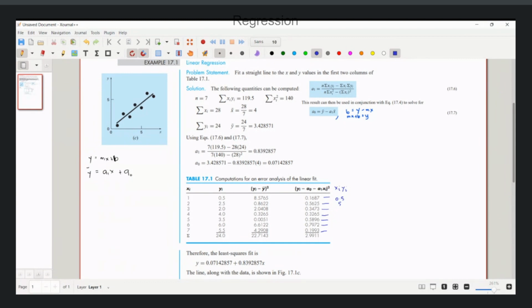And then, that's 6. 2 times 3, 6. 4 times 4, 16. Am I correct? And then, 3.5 times 5. I'm recalculating to make sure.